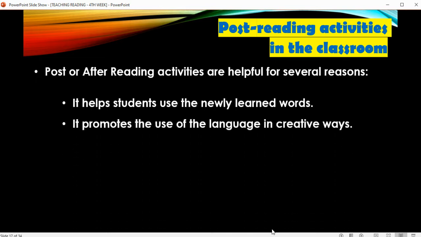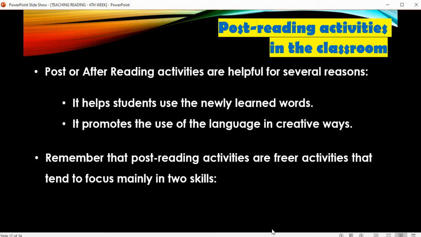It promotes the use of the language in creative ways. So they have learned new words, they have learned or checked some structure. Now, with this, they are going to create another text, maybe, or another kind of material. So they use the language in creative ways.